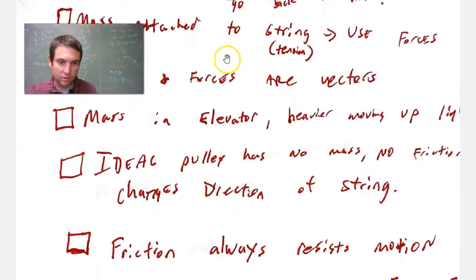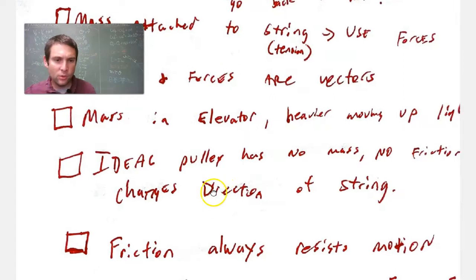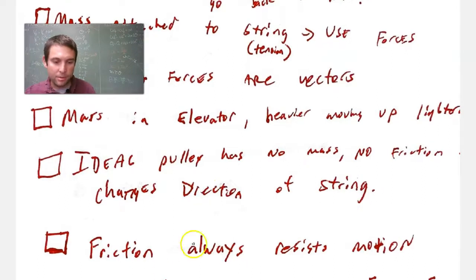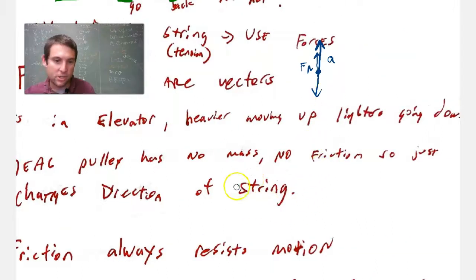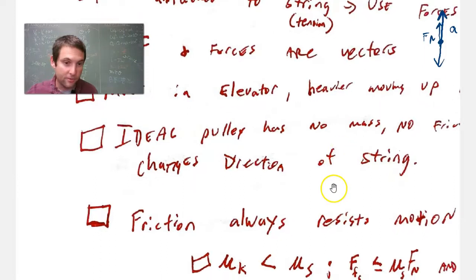Forces are vectors, so direction matters. If you are in an elevator and you're on the way up, think about the free body diagram on the way up. You have the acceleration of the elevator going up, and you also have the normal force going up. So you have two forces going upwards, which means you are going to feel heavy. Of course, that is because you have inertia, and inertia is the resistance to change in motion. Rotational inertia is the resistance to change in rotational motion. On the way down, you are going to feel lighter, because in that case, you'll have acceleration pulling you down additionally, on top of gravity.